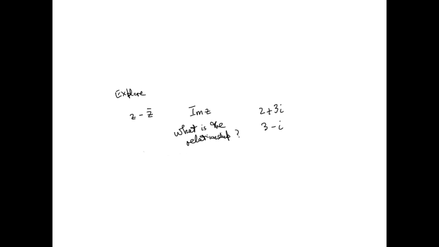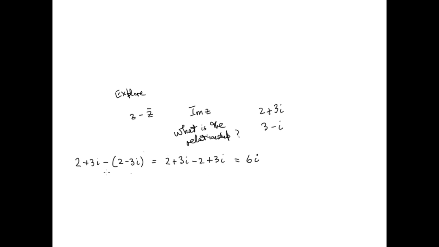So how did you get on with that? Let's have a look at 2 plus 3i. And we're subtracting its conjugate, which is 2 minus 3i. Get rid of brackets. Minus 2 plus 3i. You'll notice in this case the real parts vanish and the imaginary parts we're adding to get 6i.